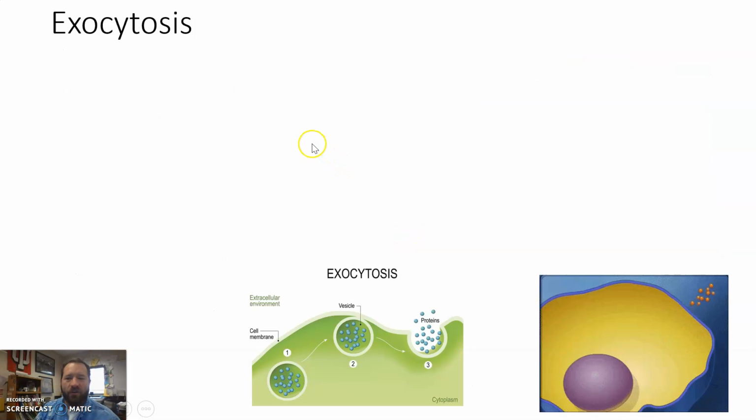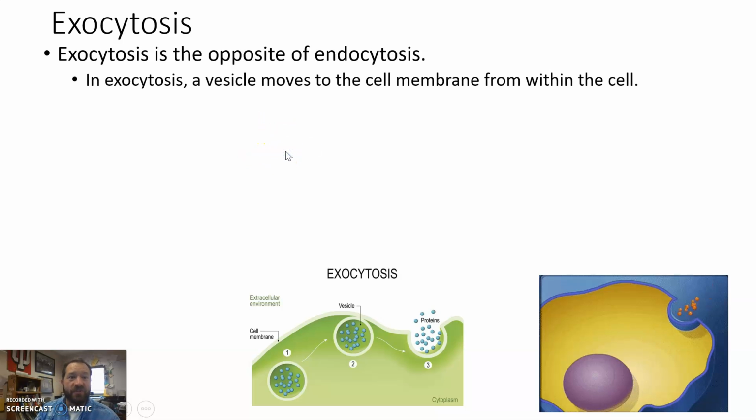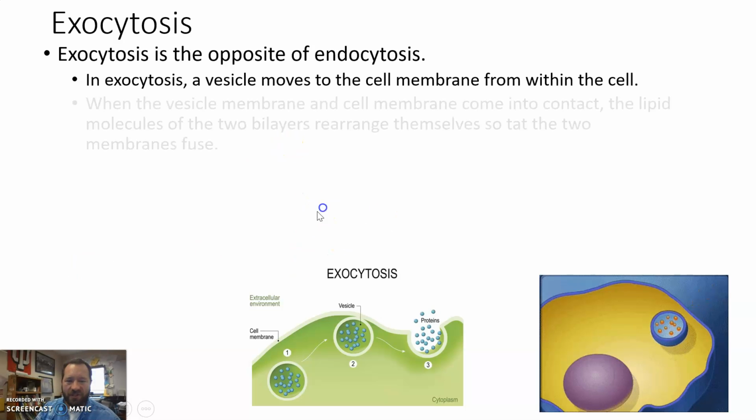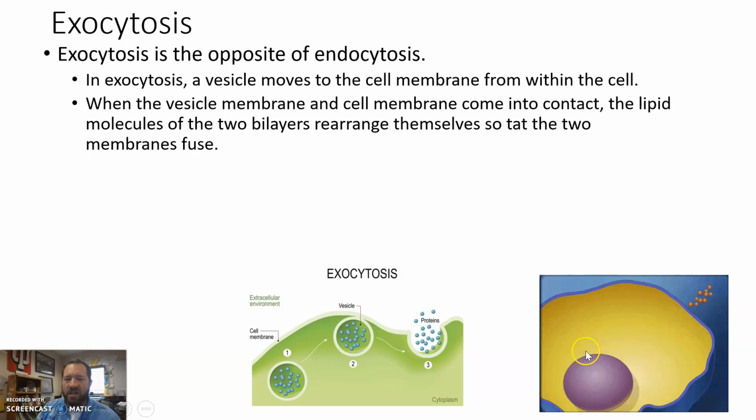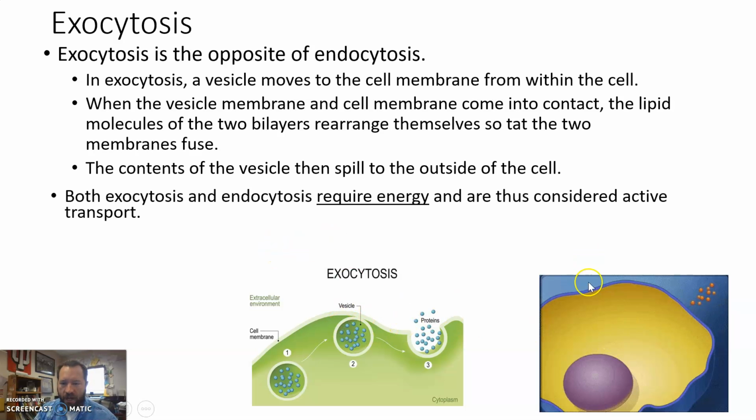And finally, we have exocytosis. This one sounds very similar to endocytosis, and indeed it is. It's basically just the opposite of endocytosis. In exocytosis, a vesicle slowly moves towards the edge of the cell. The edges of it fuse with the cell membrane and actually become a part of the cell membrane, and everything gets pushed out into the extracellular space.